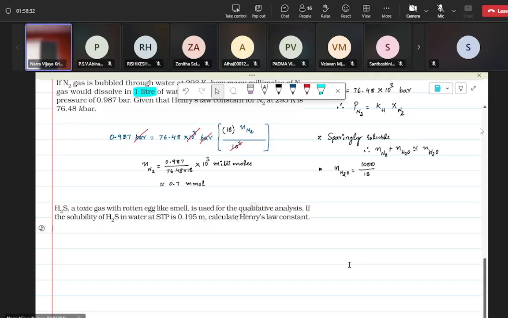H2S, a toxic gas with rotten egg-like smell, is used for qualitative analysis. If the solubility of H2S in water at STP is 0.195 molal, calculate Henry's constant. Solubility of H2S at STP is 0.195 small m. Small m means molality, molal. So 0.195 molal. Then what is Henry's constant value?